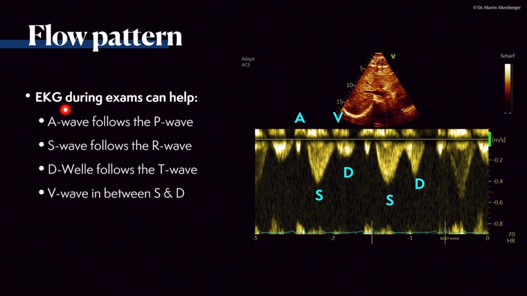More to the flow pattern, the ECG during the exam helps because the A wave should follow the P wave. The A wave is this small positive wave seen over here. Here we have the P wave and here we have the A wave. So this is also a normal sign. The S wave then follows the R wave. So we have here the QRS complex and we have the S wave after the R wave. The D wave follows then the T wave, which is also the case here, seeing the D wave and the S wave. And there's also a V wave, which is in between the S and the D wave.